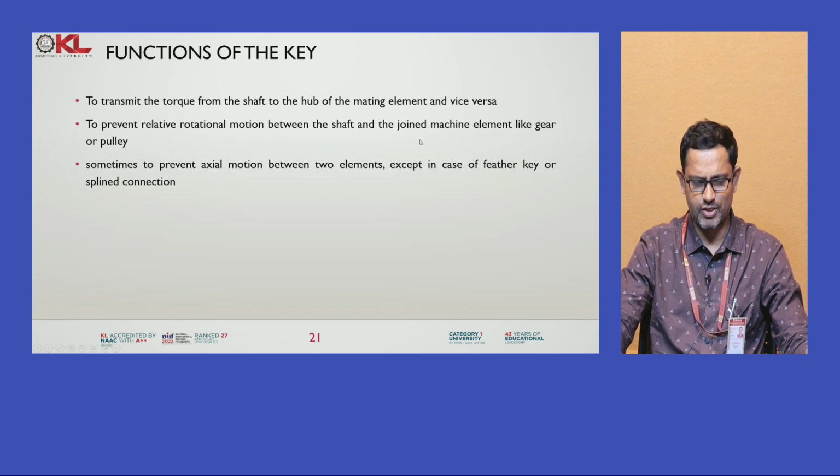That is, the first one is to transmit the torque from the shaft to the mating member, and the second one is to prevent the relative motion between them. The third one is to prevent the axial motion between the two elements, except in case of feather key and spline. What we mean by feather key and so on, we will see in the next slide. So these are the three major functions of the key.